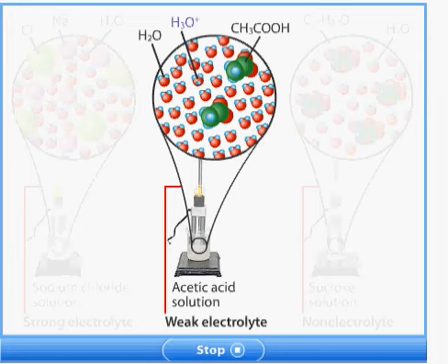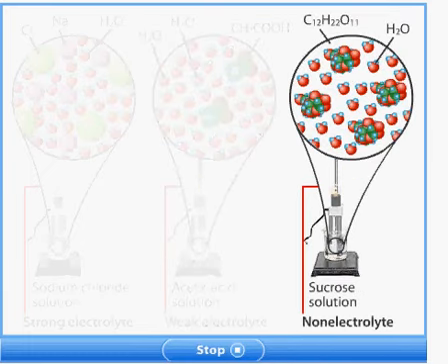Because weak electrolytes do not dissociate completely, there is limited formation of ions. As a result, the solution is a weak conductor. Because no ions are formed in the sucrose solution, sucrose is a non-electrolyte and does not conduct electricity in solution.